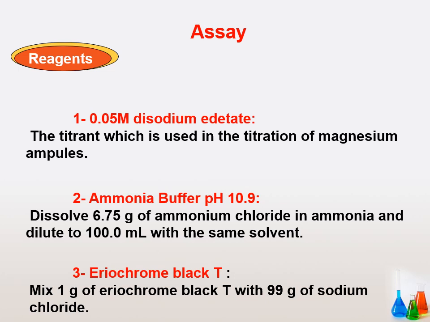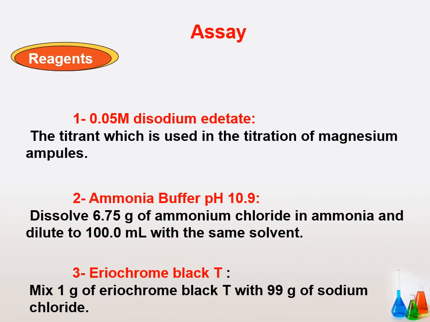The assay test will be done by complex formation titration. The reagents used are 0.05 molar disodium edetate, the titrant which will be used for the titration. This titration is done at pH 10.9, so ammonia buffer will be used. This ammonia buffer is prepared by dissolving 6.75 gram of ammonium chloride in ammonia and diluting it to 100 ml with the same solvent, which is ammonia.